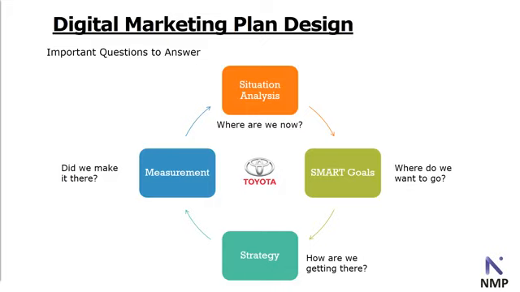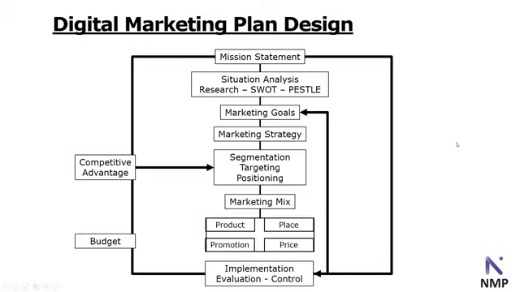These are the elements that we're going to talk about today. We have the situation analysis, where we are now. Where do we want to go? So the SMART goals we said in the introduction, the actual strategy, how we're getting there, and the measurement in the end, how did we make it there? This is a bit of an overview.